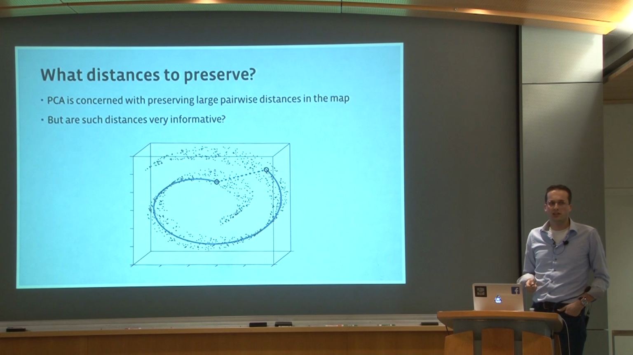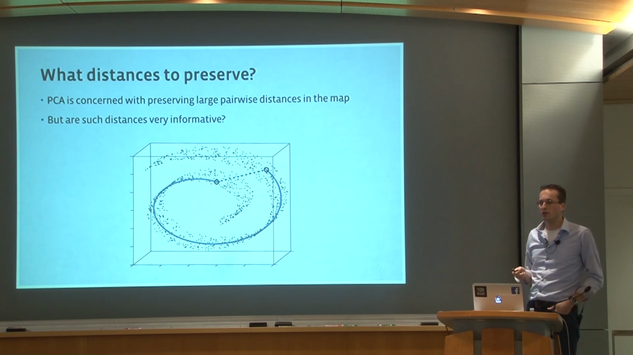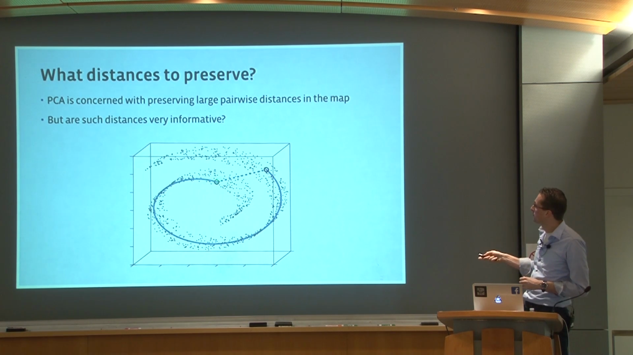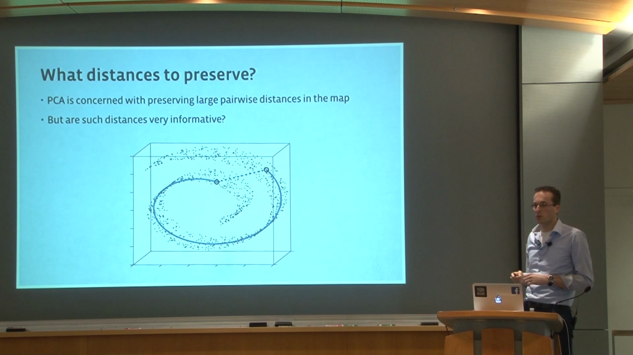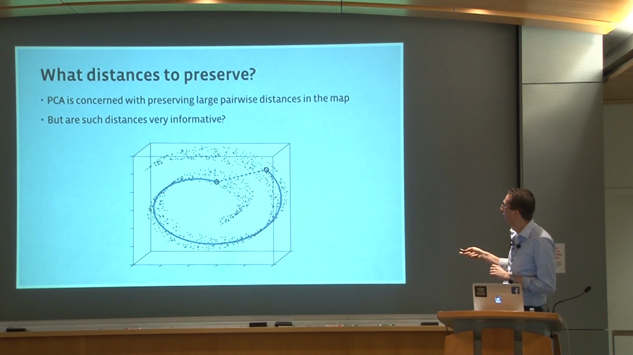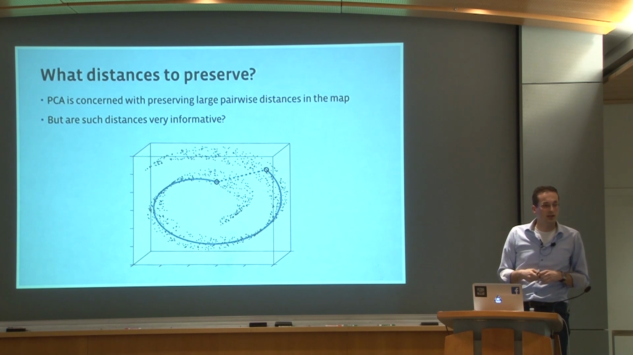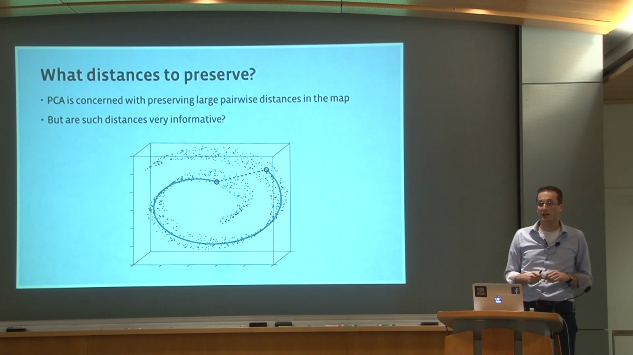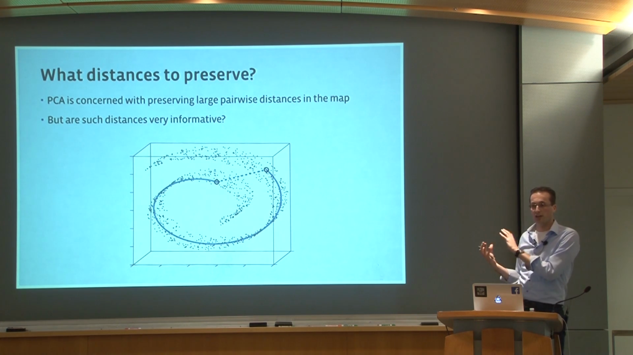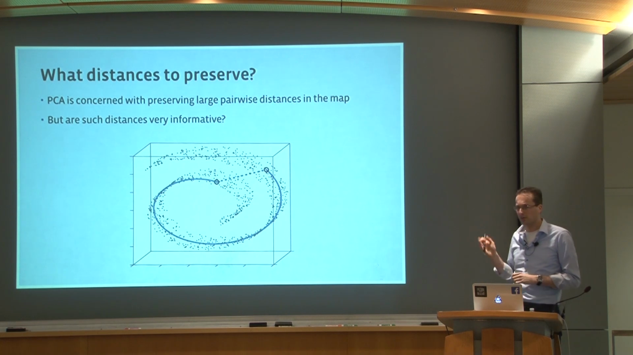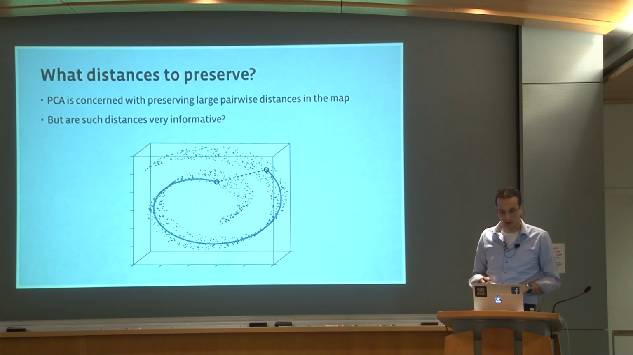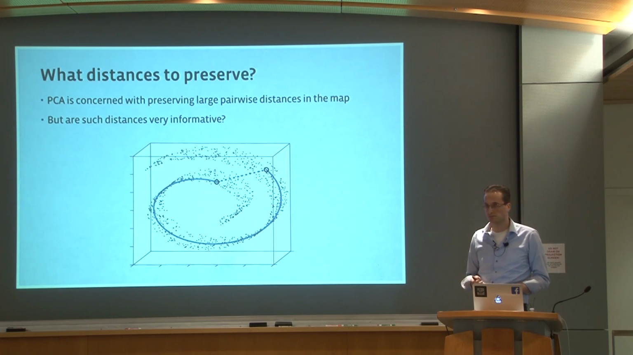In contrast to PCA, what we're going to try and do is not focus on preserving distances like this, but we're only going to try and preserve small distances. Basically we're only going to try and make sure that if I put a point in a map, the nearest neighbors of that point in the original data are also near neighbors in the two-dimensional map. And what we will see is that that leads to very different kinds of visualizations.